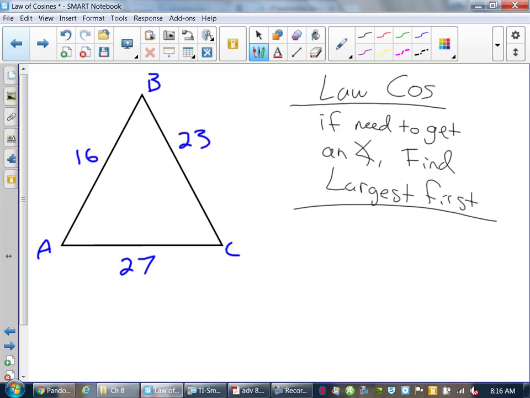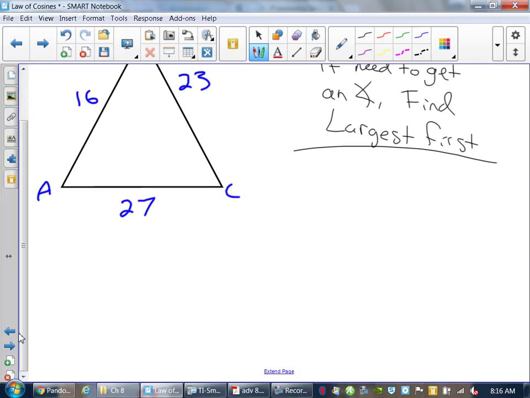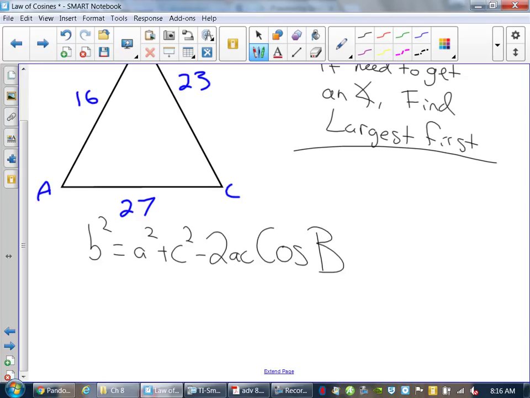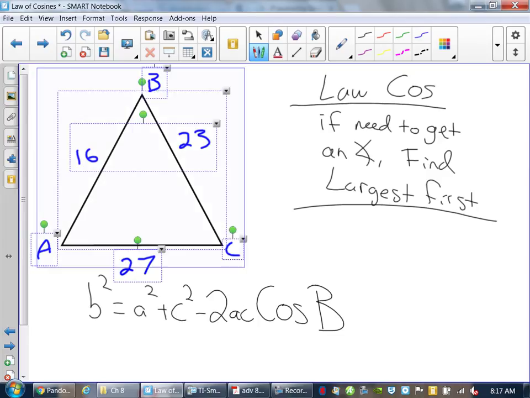So, in this case here, what angle do you need to find first? B. So, I'm going to write out the law of cosines in terms of B. So we'll have b squared is a squared plus c squared minus 2ac times the cosine of B. Everybody okay with that? I have to find B because it's the biggest angle, so that's why I'm writing this out first. Let me move this over a little bit so I have some room.